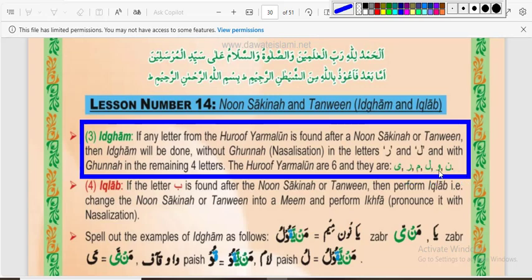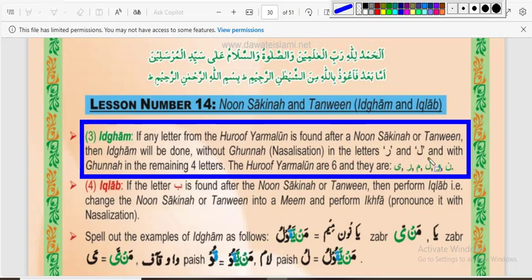They are called yarmaloon letters. Yarmaloon, like if we put them together to make a word, so they are yarmaloon. Ya, ra, mim, lam, waw and noon. These are 6 letters, yarmaloon letters. So after noon sakin or tanween, if any of these letters appears, we have to do gunna also, and we mix up, but there is an exception to 2 letters. These are lam and ra. In lam and ra, we just mix up, but we don't do gunna.